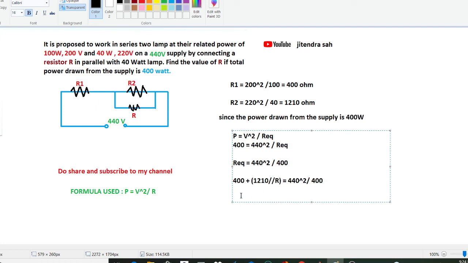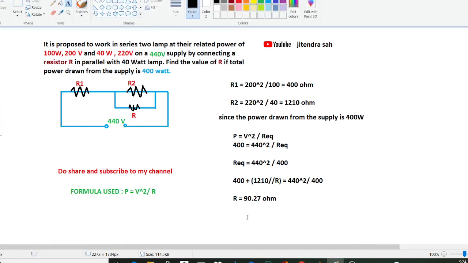The value of R will be 90.27. I have already got the solution, so I am directly writing the value. Just solve this: 400 plus 1210 parallel to R equals 440 square upon 400. So we will get the value of R as 90.27 ohms. This is our required answer.